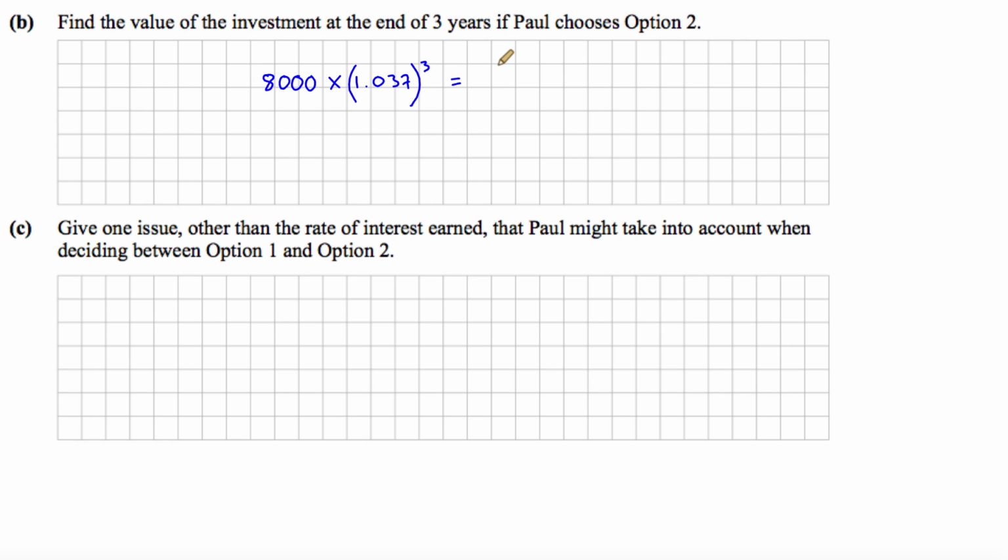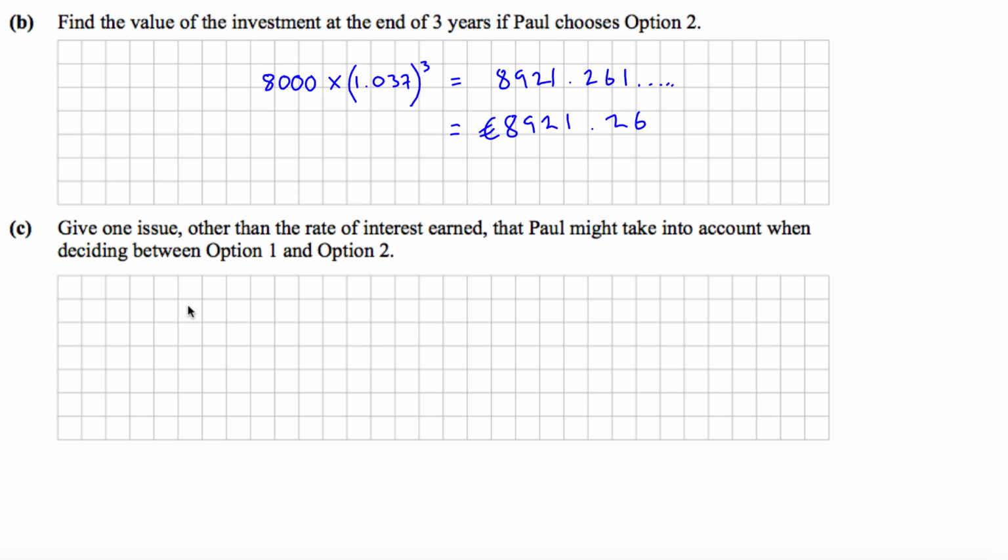So we put that in the calculator. That gives us 8921.261 and on it goes, but because it's money, we're going to say 8921.26 euro to the nearest cent. Okay, so that's option 2.